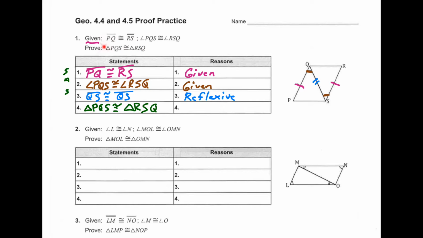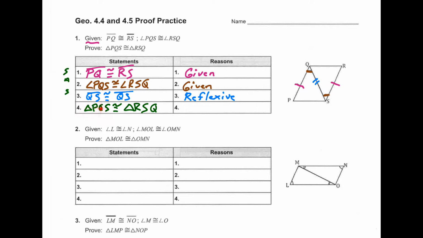Notice your last statement here should be what you're trying to prove, because that's what we want our end goal to be. Your fourth reason here will never be proof, and I know that was a common thing I saw in the test, so be careful with that. You don't want to write proof down there. You want to tell me how you know that.